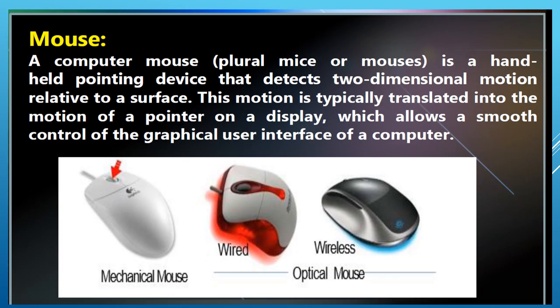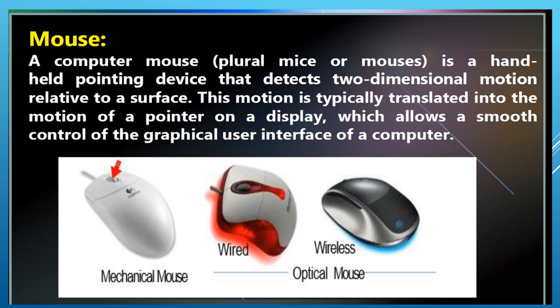Next is your mouse. What is a mouse? The plural of mouse we can say is mice or mouses. It is a handheld pointing device that detects two-dimensional motion relative to a surface. This motion is typically translated into the motion of a pointer on a display, which allows smooth control of the graphical user interface of a computer. For moving from one place to another, we use your mouse.